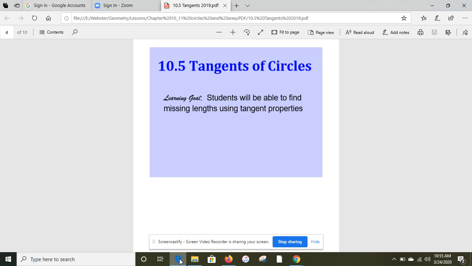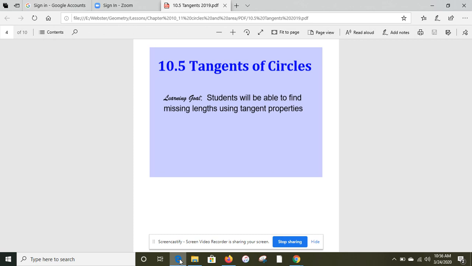So again, up to this point, we talked about 10.1, which was on, what is a circle? What are the parts of a circle? 10.2 was on angles and arcs. So we talked about the central angle. We talked about the arc measure. We talked about arc length, which was a piece of the circle circumference.